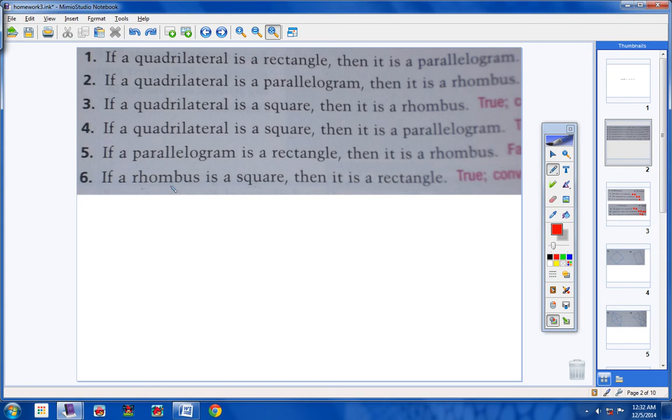Okay, this is tricky here. Let's think this through. If a rhombus is a square, so here's my rhombus. It's a square. Then it's a rectangle. That's true. Yes, because every square is a rectangle. Okay. If I have a rectangle, then I have a rhombus. That's a square. Wait a second. This is confusing.